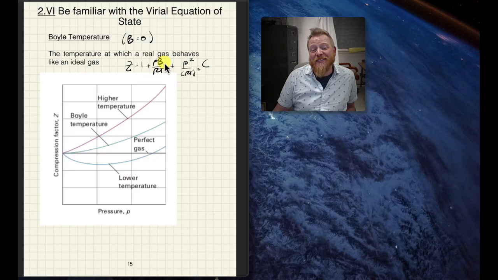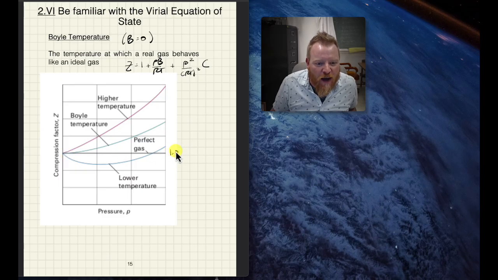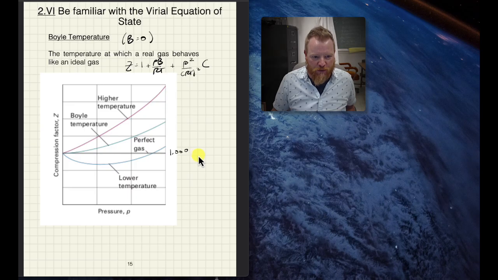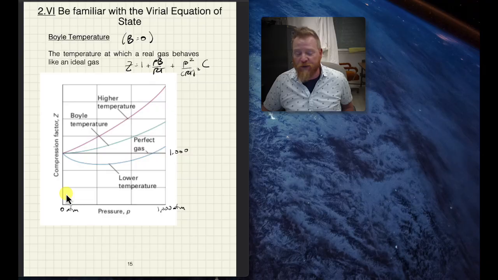So what that tells us is, to get that B constant to equal 0, it's going to have to be equal to some other things that allow it to be 0 under certain conditions. Okay. So now looking at this compression factor, the perfect gas here is indicated by a Z of 1.0000, right? There's our perfect gas line. So on this x-axis here, this would be 0 ATM, and this might be something like 1,000 ATM, right?